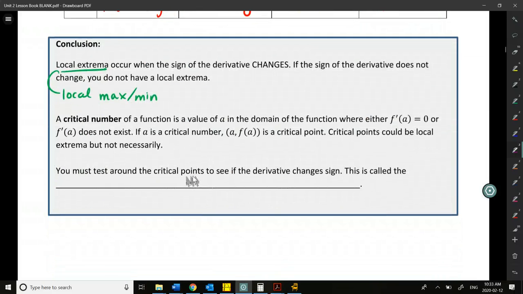Critical numbers have to be in the domain of the function. So if I say that something's going to be a critical number, it needs to be defined for f at x. And it's going to happen where f prime at x has a value equal to 0, or where the derivative does not exist along the function. If I take that value, wherever that is along my function, where the derivative is equal to 0 or does not exist, and I plug it back into my function, I'll get an xy coordinate.